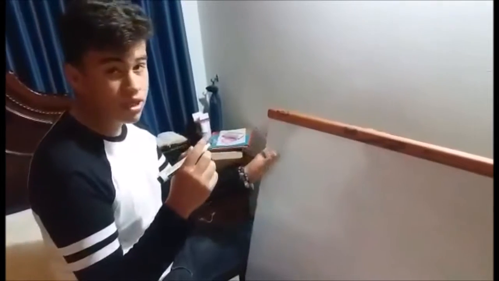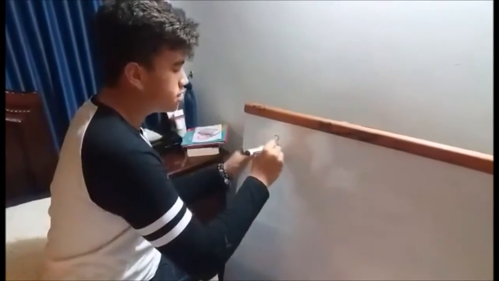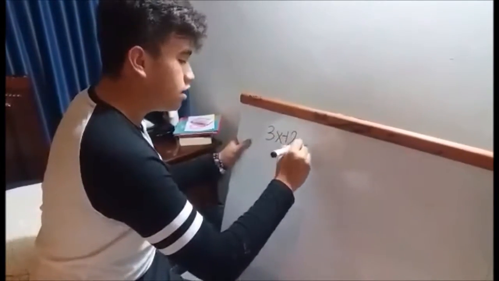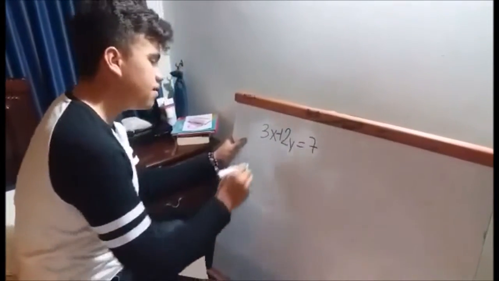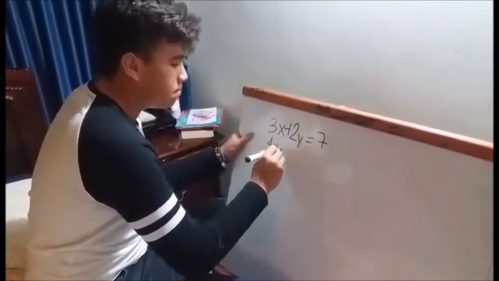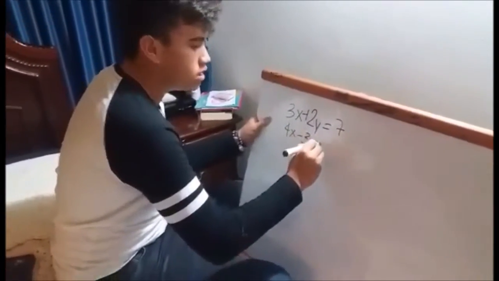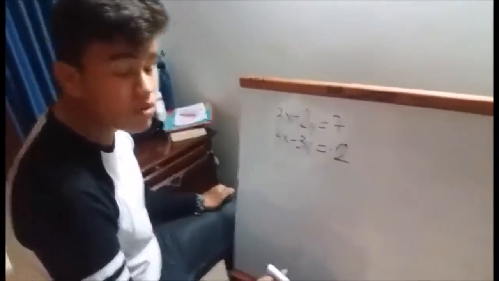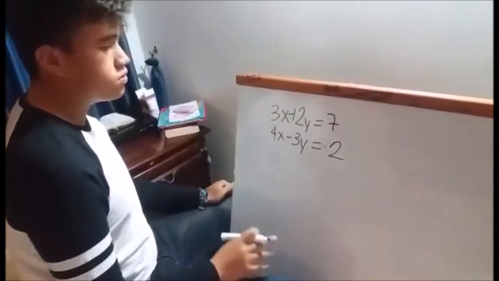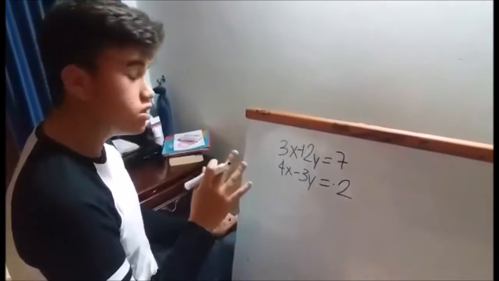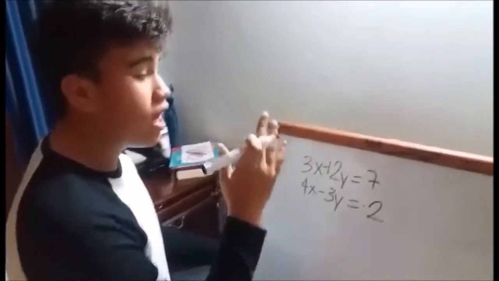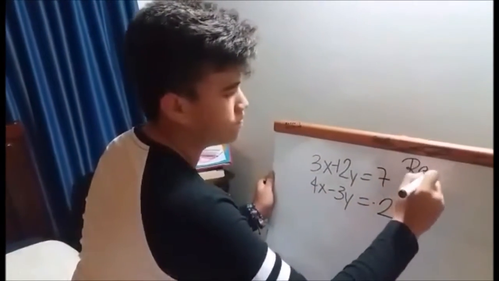We're going to solve two equations. In this case they are 3x plus 2y is equal to 7 and 4x minus 3y is equal to minus 2. There are many ways to solve these two equations, but in this case I use an equation system, specifically reduction.